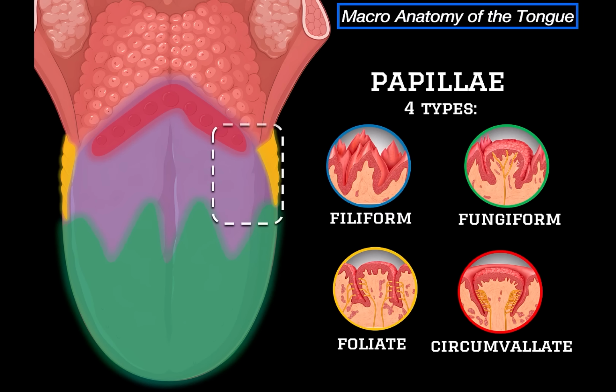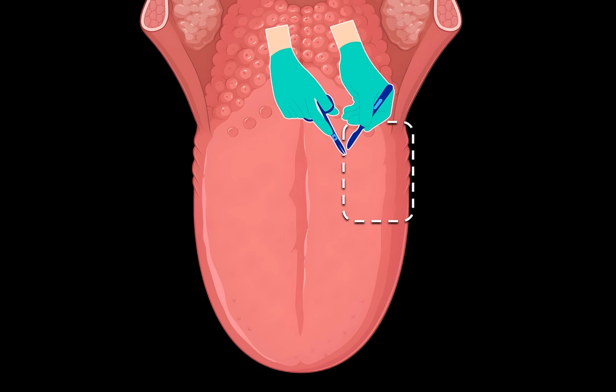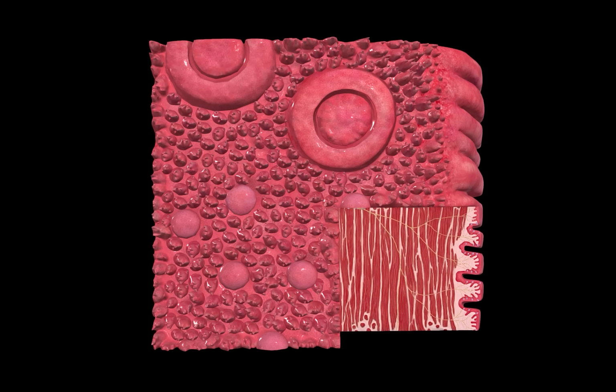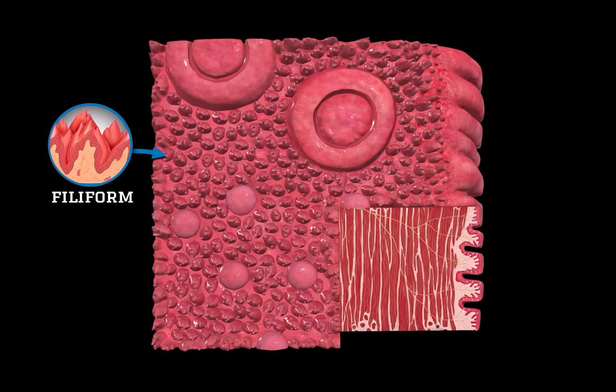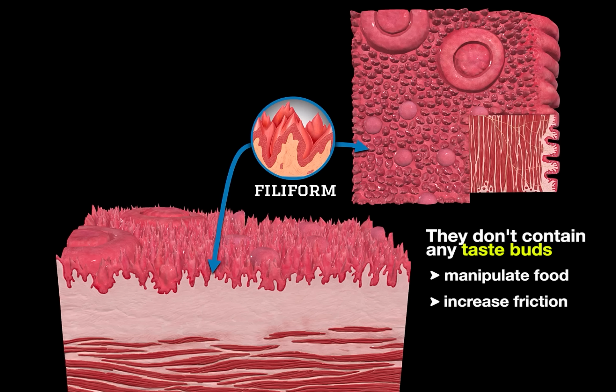Let's now mark one section of the tongue and perform a little surgery by cutting this portion out, and then zoom in. We can now clearly see the different papillae and how densely they cover the surface. As you see, the vast majority are the Filiform Papillae. These are thin, cone-shaped projections that cover most of the anterior 2/3 of the tongue. Even though they are the most common, they don't contain any taste buds. They help you manipulate food, they increase friction, and they contribute to the rough feeling of the tongue.